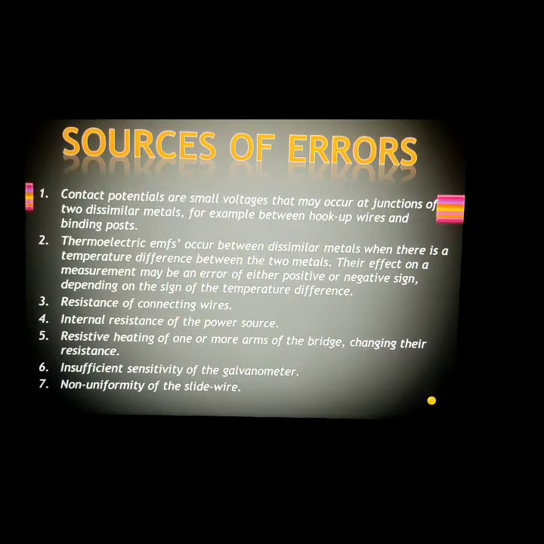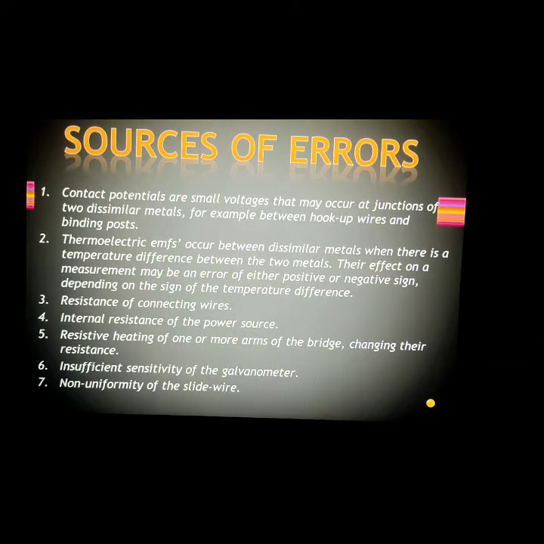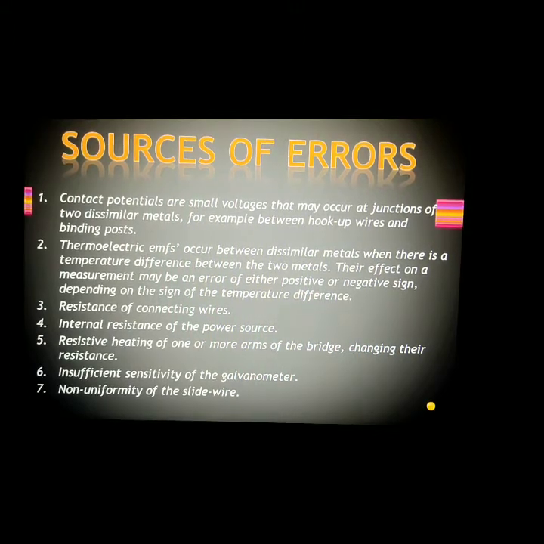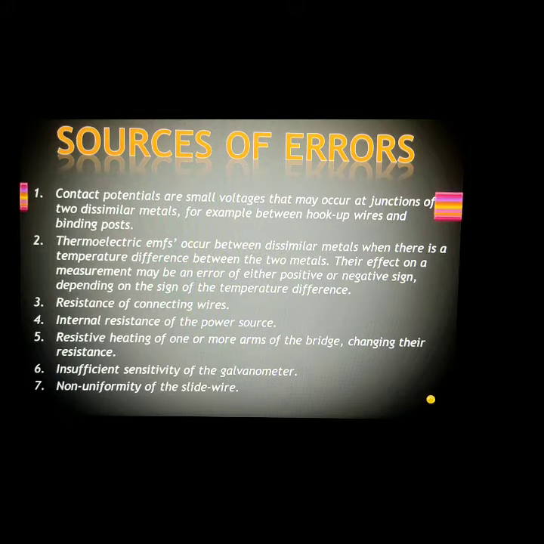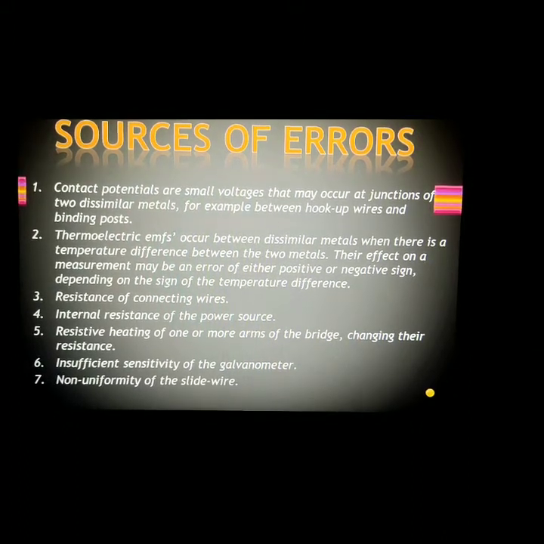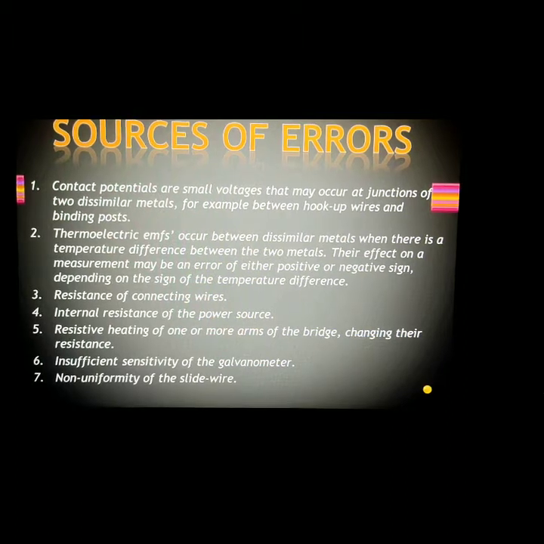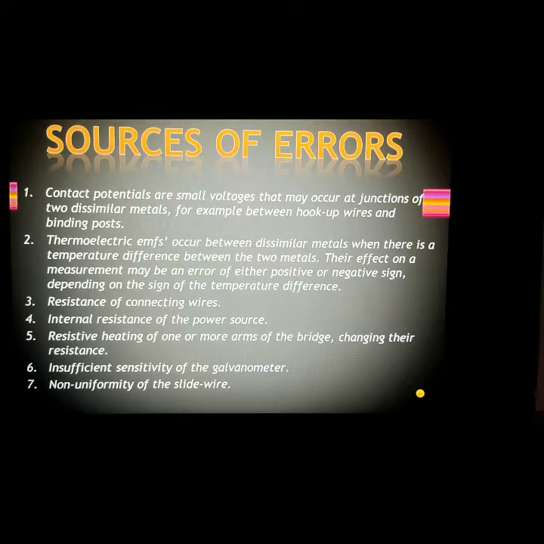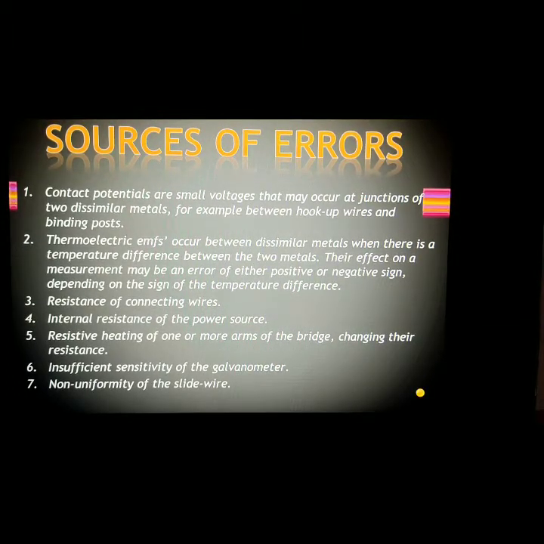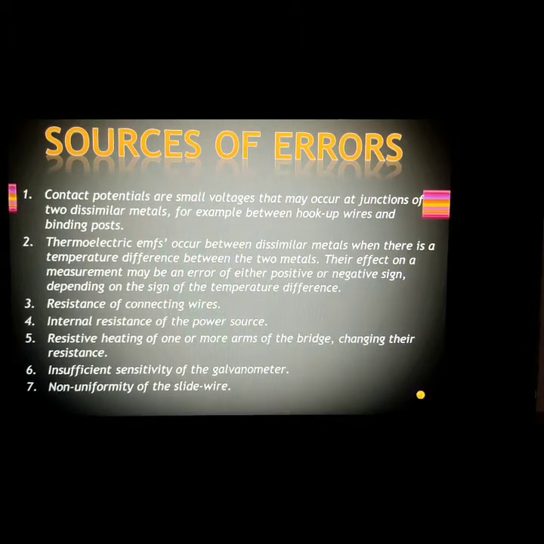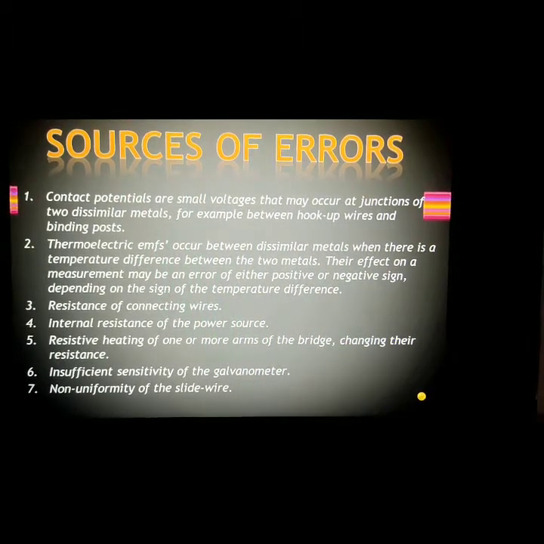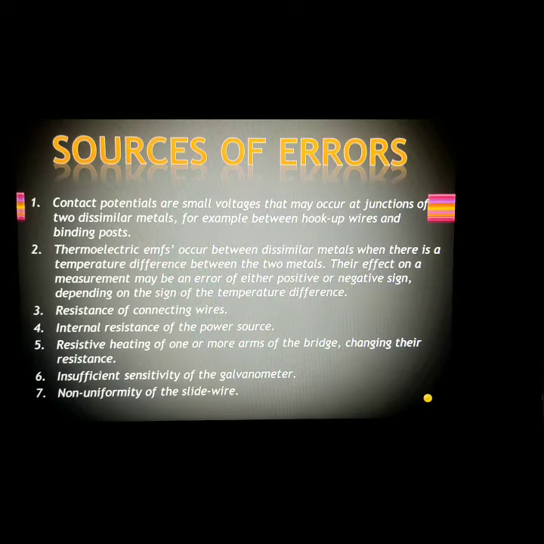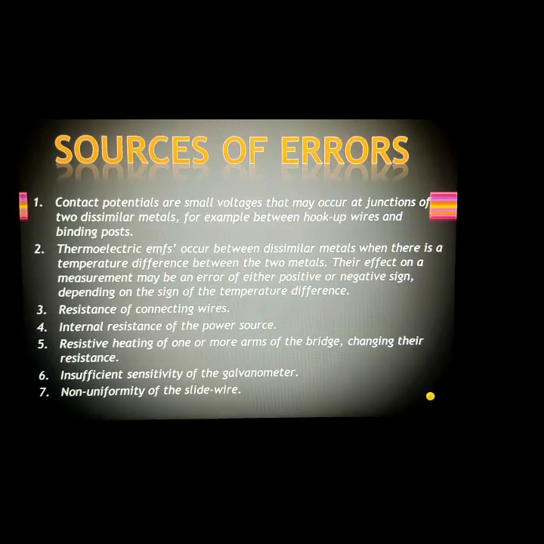Contact potentials are small voltages that may occur at the junction of two dissimilar metals, for example between hookup wires and winding posts. The thermoelectric EMFs occur between dissimilar metals when there is a temperature difference between the two metals. Their effect on the measurement may be an error of either positive or negative sign depending on the sign of the temperature difference. Other sources are resistance of connecting wires, internal resistance of the power source, resistive heating of one or more arms of the bridge changing their resistance, insufficient sensitivity of the galvanometer and non-uniformity of the slide wire.